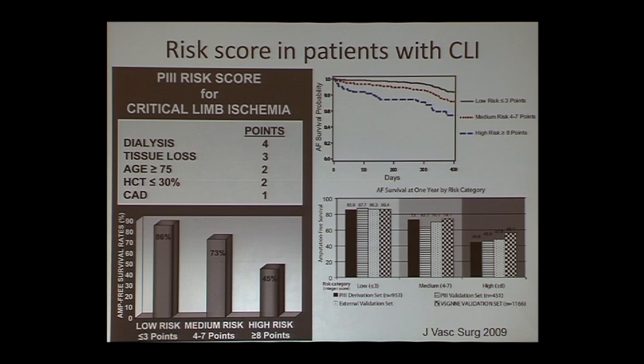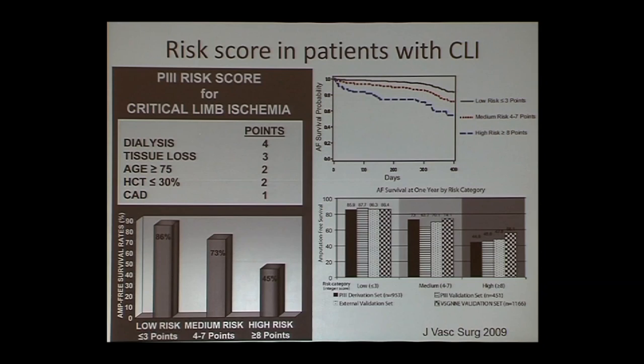And look at the risk score. It's dialysis, tissue loss, age greater than 75, hematocrit less than 30, and coronary artery disease. Well, this is fine, and this is good for stratification, but they're really not modifiable. You can't do much about the age or if they're on dialysis. You get what you get, and they can help stratify your risk in terms of what you should do, but you really can't do anything more.